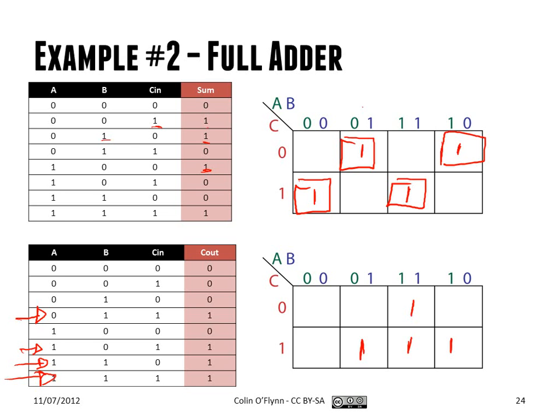Again, you can't do groupings of 3. It has to be powers of 2. So we're forced to do a grouping like this, which results in slightly simpler than if we had taken just the sum of products form, as the sum of products would have 4 terms, and here we'll have 3.